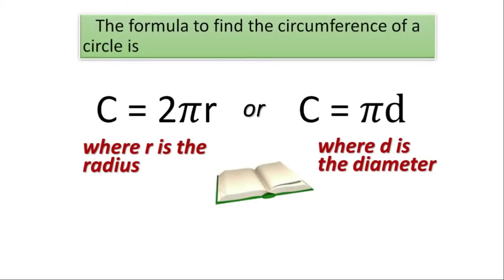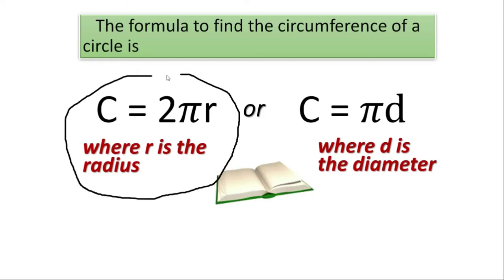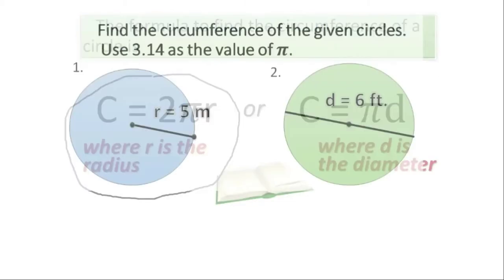The formula to find the circumference of the circle is C is equal to 2 pi r. So in that formula, r is the radius of the circle. Or C is equal to pi d. In that formula, d is the diameter of the circle. But for today's video, magpo-focus tayo sa paggamit ng first formula natin, which is C is equal to 2 pi r. Now let's apply our formula with the following examples.